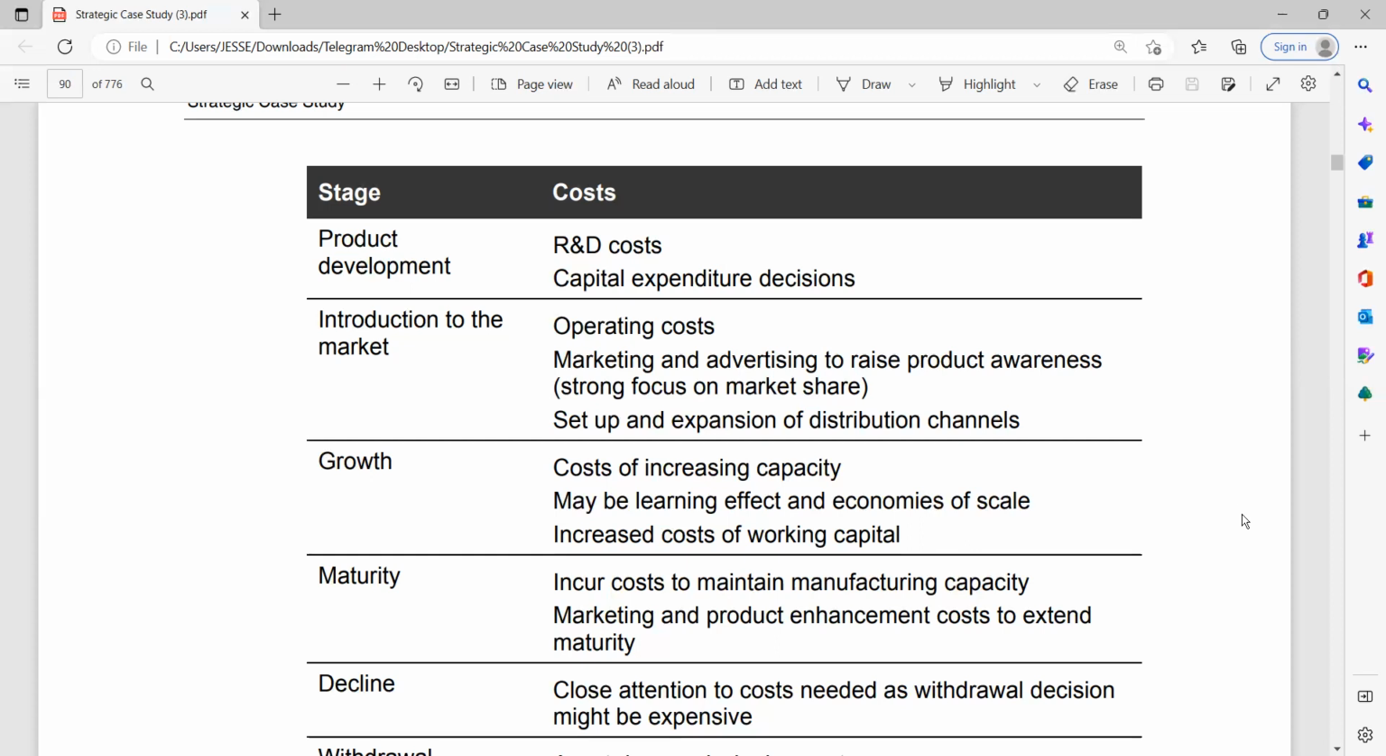So let's go through the stages again. Number one is product development. It comes with what? Research and development costs. Introduction to the market, it comes with marketing and distribution costs. Growth comes with increasing working capital costs and increasing capacity costs. Maturity comes with the maintenance cost of the manufacturing capacity and product enhancement costs. And the decline phase comes with withdrawal costs.